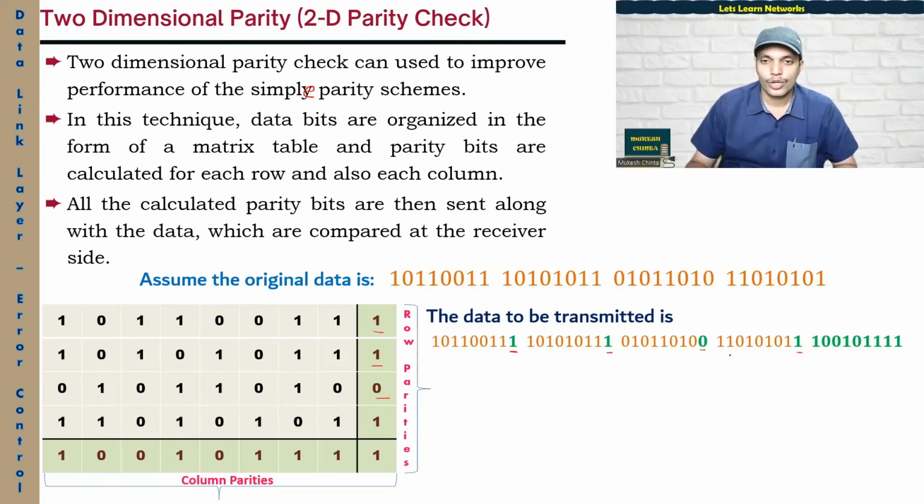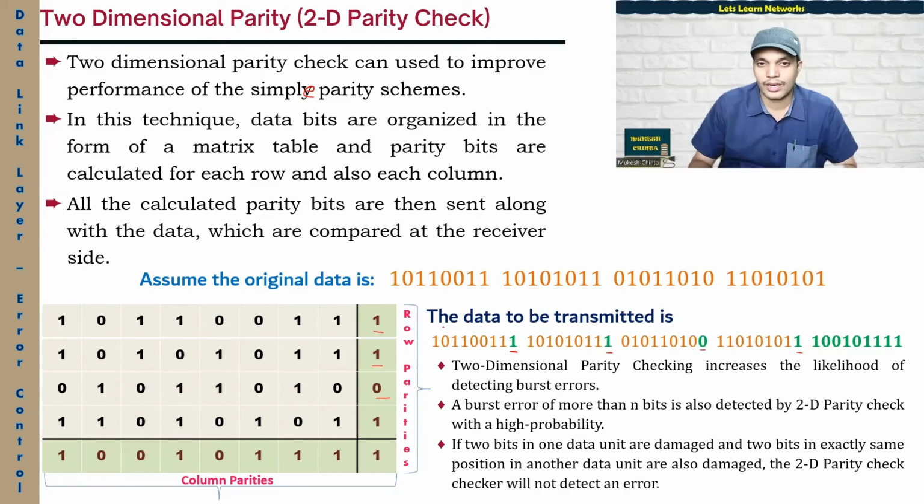So what is the advantage? 2D parity is better when compared with LRC and VRC, simply because it has the capability of detecting and correcting single bit errors, detecting 2-bit errors or 3-bit errors, and it also has an increased likelihood of detecting burst errors. A burst error of more than n bits is also detected by the 2D parity check with high probability. But there is once again an issue: if 2 bits in one data unit are damaged and 2 bits in exactly the same position in another data unit are also damaged, then the 2D parity check will not detect an error.